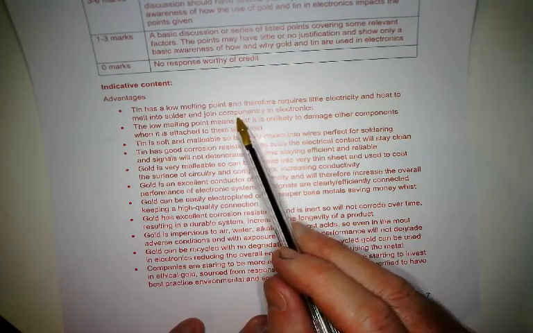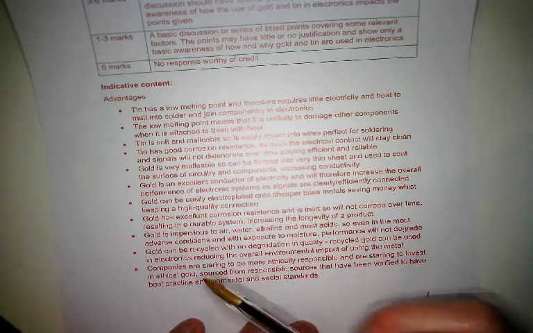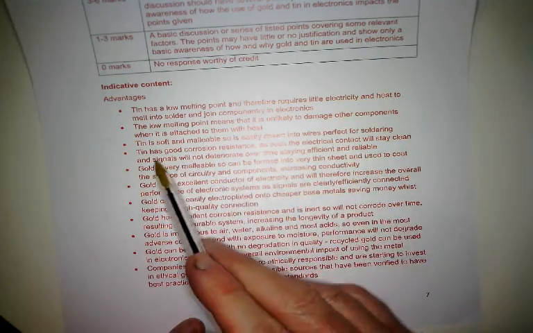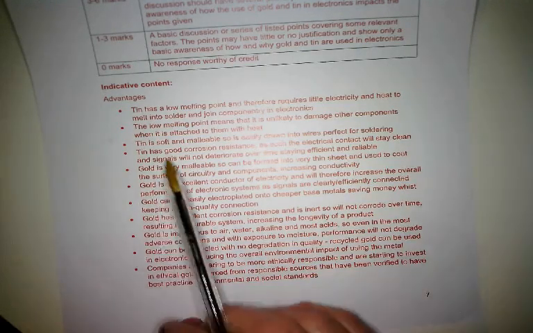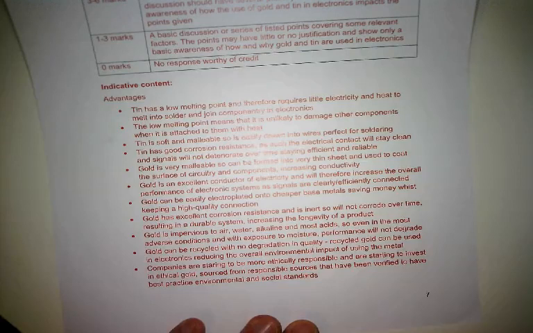Tin is soft and malleable, so it's easily drawn into wires, perfect for soldering. Tin has good corrosion resistance, and as such the electrical contact will stay clean, signals will not deteriorate over time, staying efficient and reliable. Again, you've not got to write this word for word, it's just showing an awareness of the properties the answers are talking about.